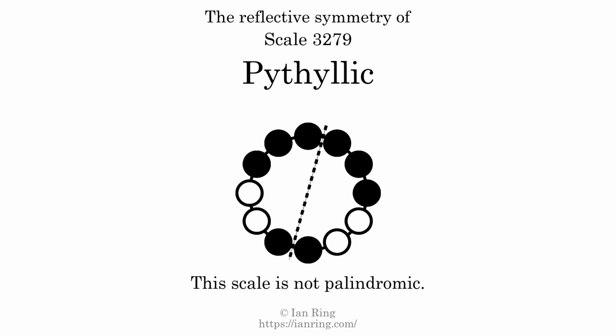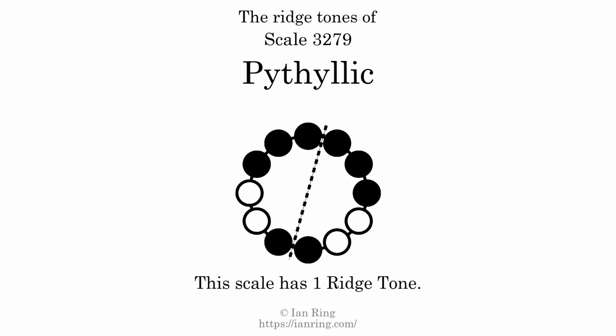This scale has reflective symmetry across an axis positioned 0.5 semitones from the root. This scale has a different pattern of intervals ascending and descending, so it is not palindromic. This scale has one ridge tone.